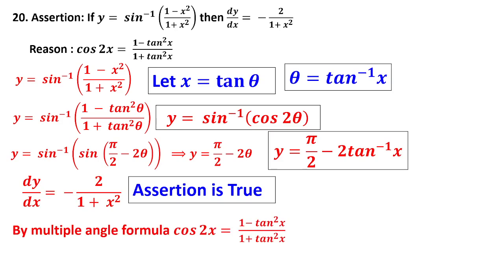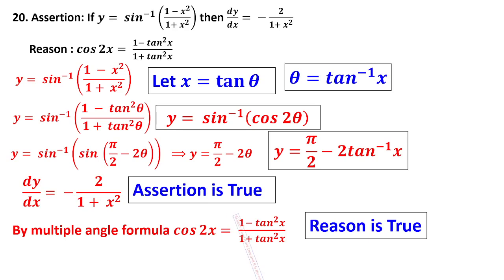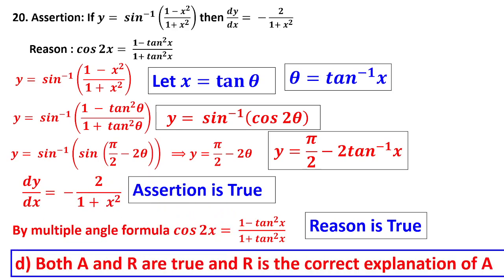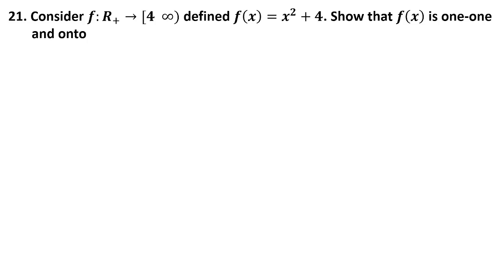This has been used to check the assertion. Therefore the reason is also true. Therefore both A and R are true, and R is the correct explanation of A. Let us move on to question number 21.